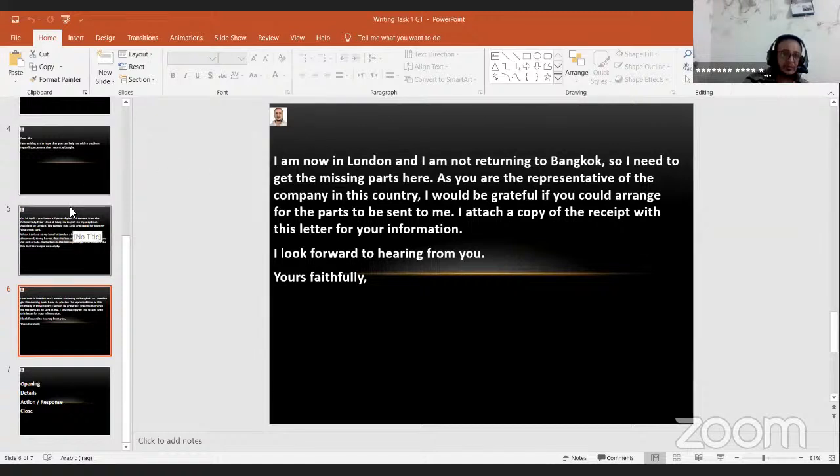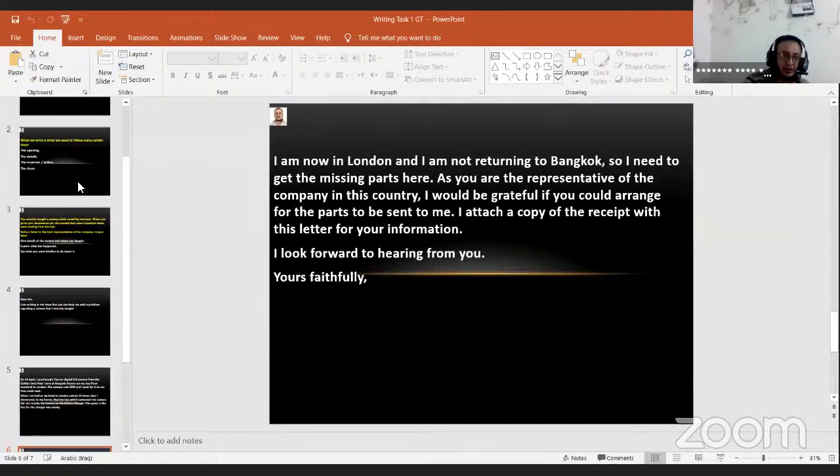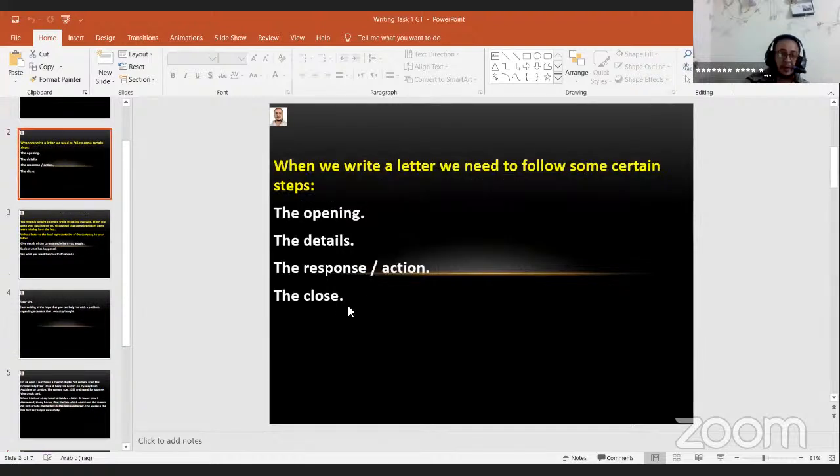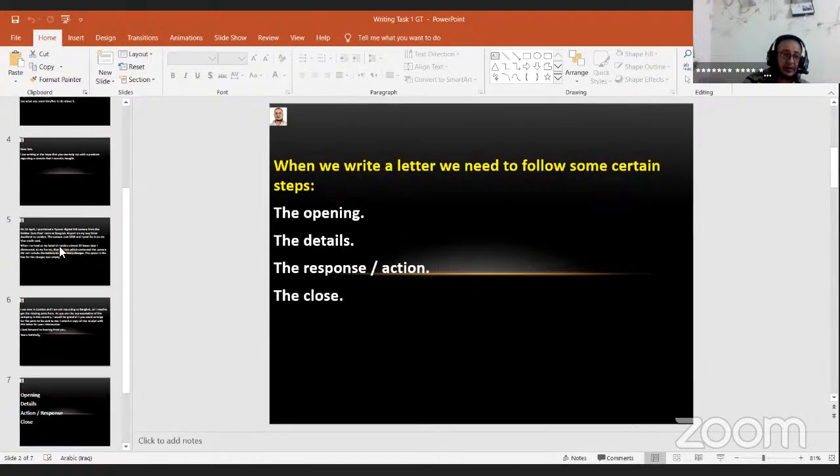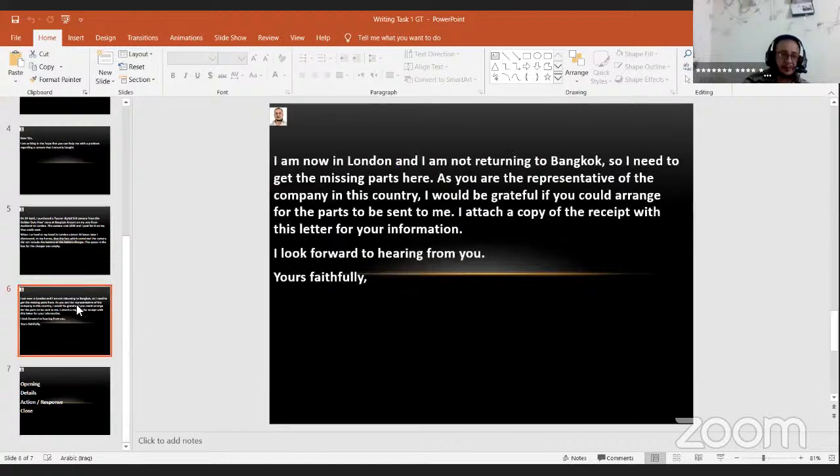After that, we come to step number 4, which is the close. How to close your letter. I look forward to verb plus ing form from you, or whatever. For example, I look forward to hearing from you. Since it's official, we write yours faithfully. You may write yours sincerely. You may also write best regards.